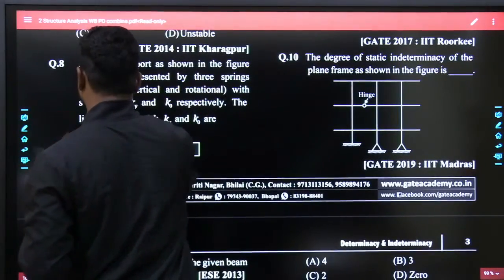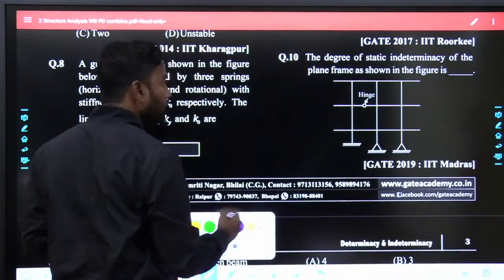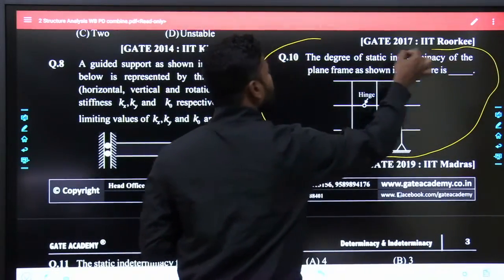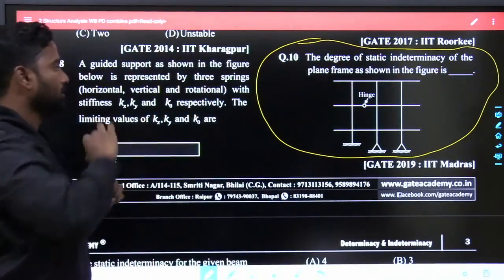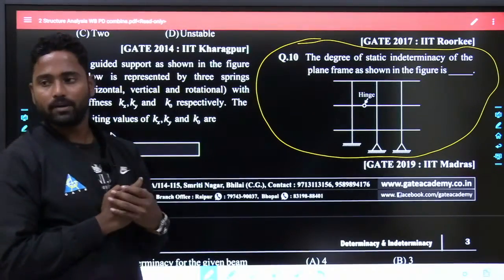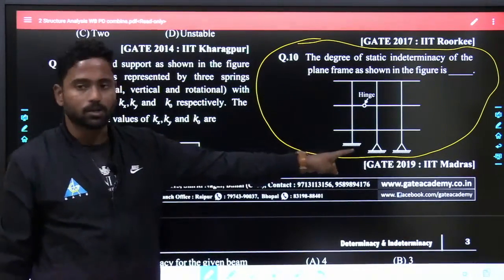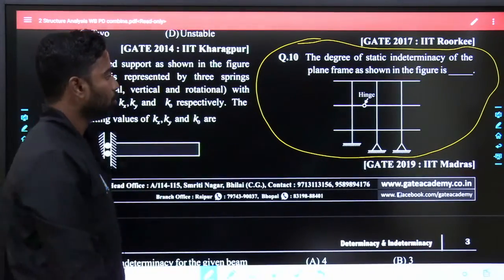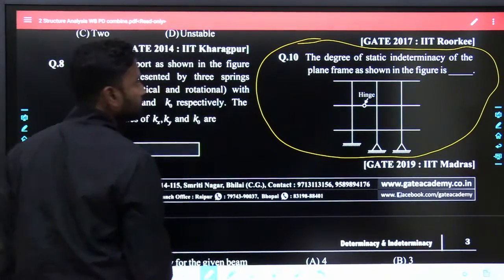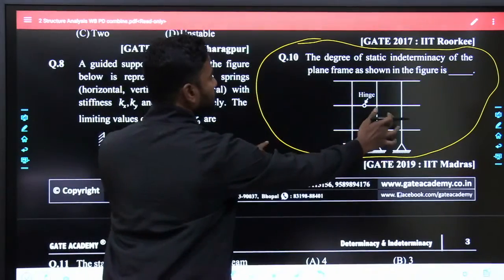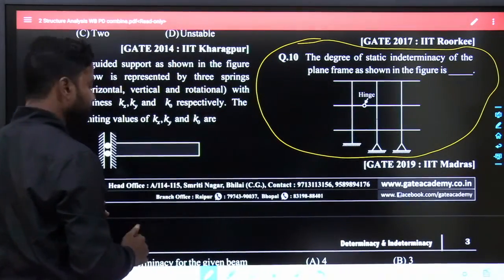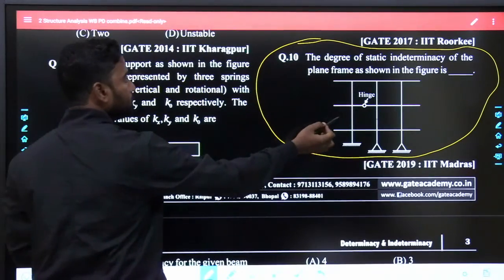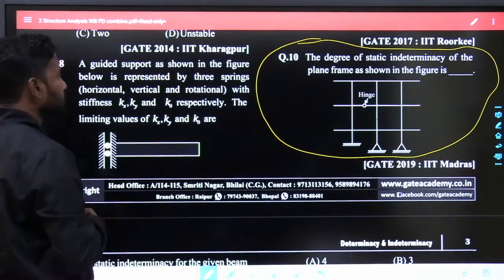This is your GATE question only. Try to solve the degree of static indeterminacy of the plane frame as shown in the figure. This is the question. If it is not clear, I will draw it for you. This is the GATE 2019 question.